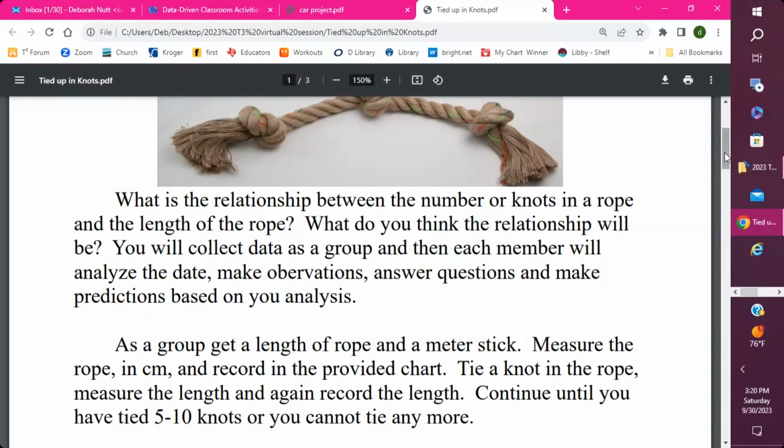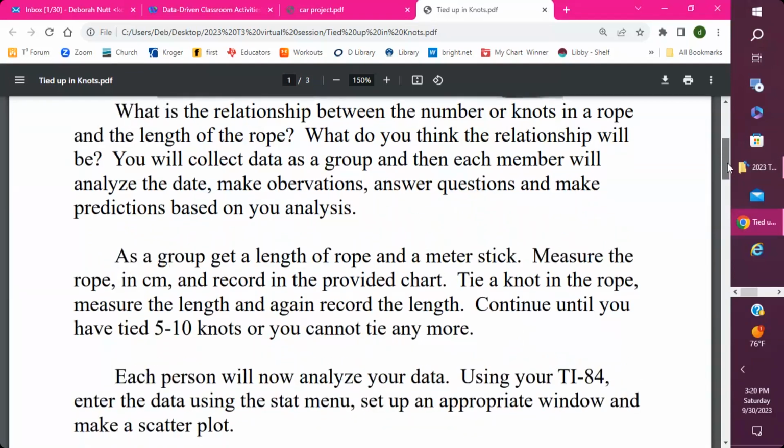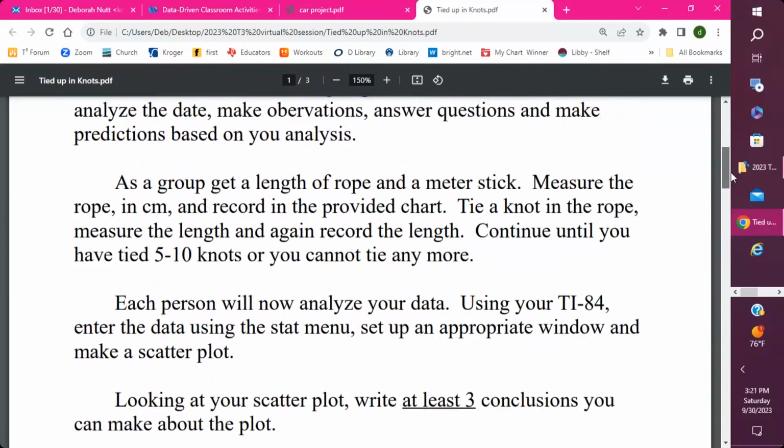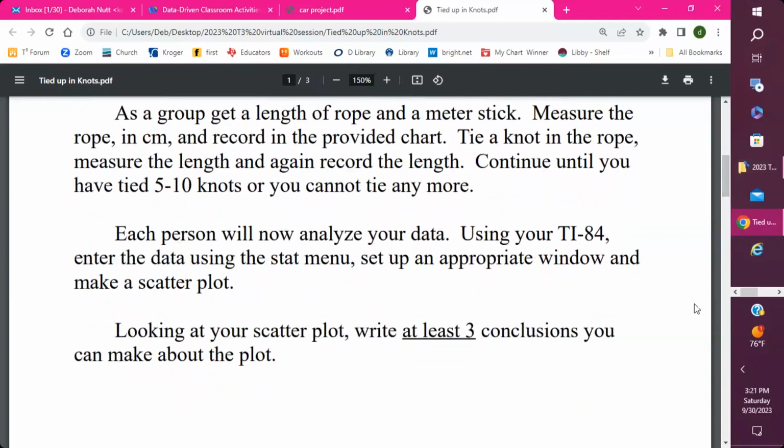So it was a rather inexpensive activity as well, as far as that goes. Once they did it and collected their data, the activity goes on to talk about analyzing the data using the 84, reminded them of how to put their data in with the stat, get an appropriate window, make their scatter plot. I talked about looking at the scatter plot and writing conclusions at the scatter plot.